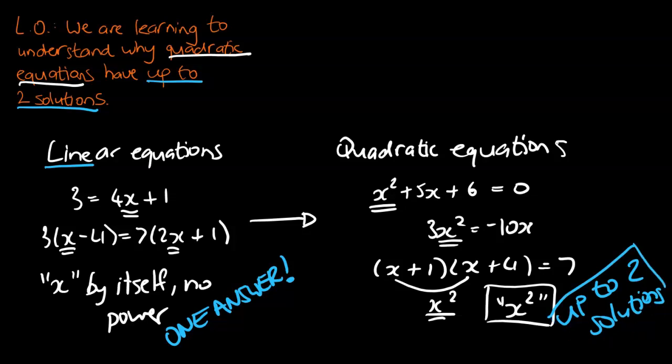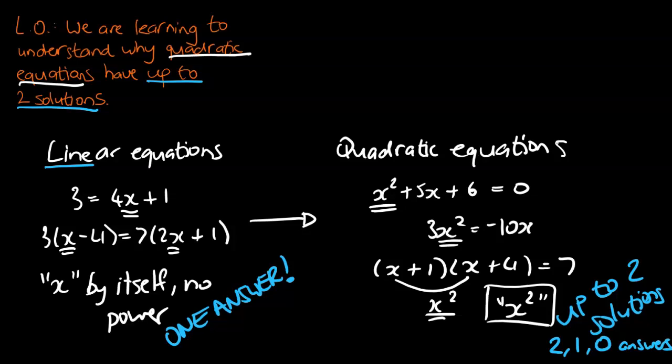What I mean by that is, most times it's likely there's going to be two solutions. Sometimes there might be one solution, and other times there might be zero solutions as well. So there could be 0, 1, or 2 answers. And we need to know how to solve that.